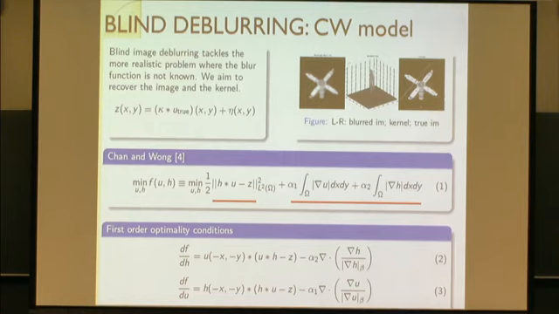What's the task? We don't know the image. We don't have a fitting term here. It's very easy: we don't know the blurring kernel, we don't know the function, we don't know anything. So the natural thing to do is you regularize both.